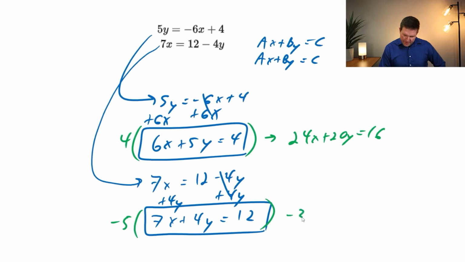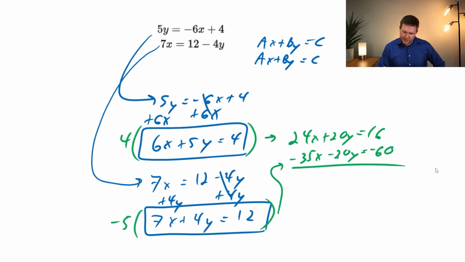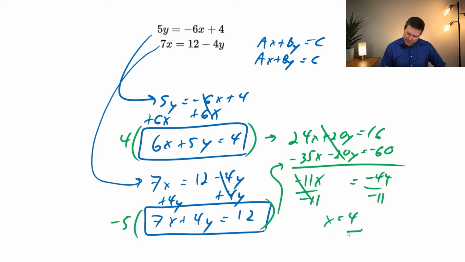And then on the bottom, negative, well, I'm going to write it right here. I'm going to go right there. Negative 35x, negative 20y, negative 60. Oh boy, it's going to test my mental math. You guys are going to unsubscribe right now. Negative 11x equals negative, oh my god, 44. That was close. Negative 11. And then x is positive 4.